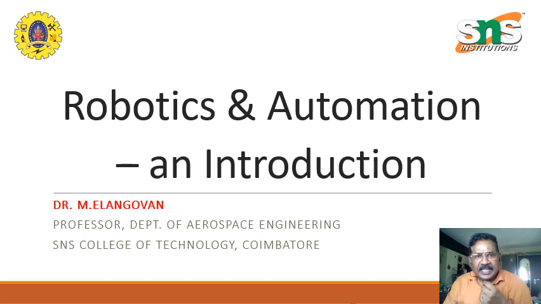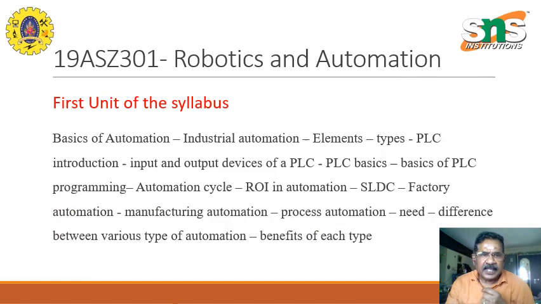Hello everyone. Today we will see a series of lectures on robotics and automation. It is a course for the third year students of SNS College of Technology, and we are going to see the introduction here. In this lecture series, we will cover the first unit of the syllabus. The course code is 19ASZ301, Robotics and Automation for Aerospace.